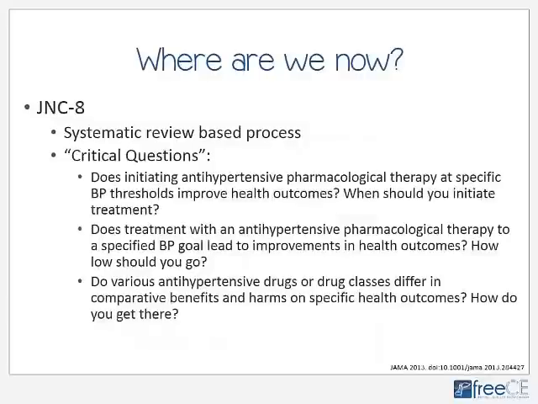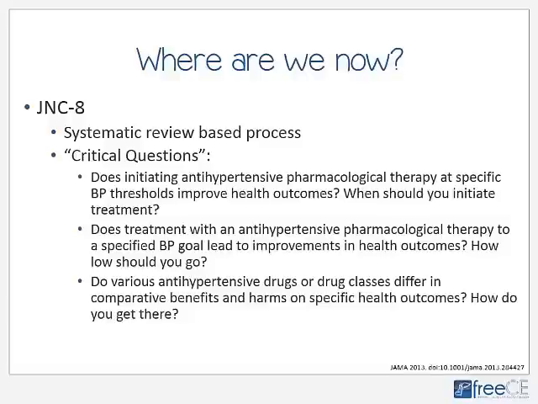So now we finally have JNC-8 after much anticipation and waiting. JNC-8 took a very long time to come out because it was a much more detailed and evidence-based guideline that was produced. The authors of JNC-8 did a systematic review going all the way back to 1966, pulled literature all the way through 2009, and they focused on 3 key critical questions.